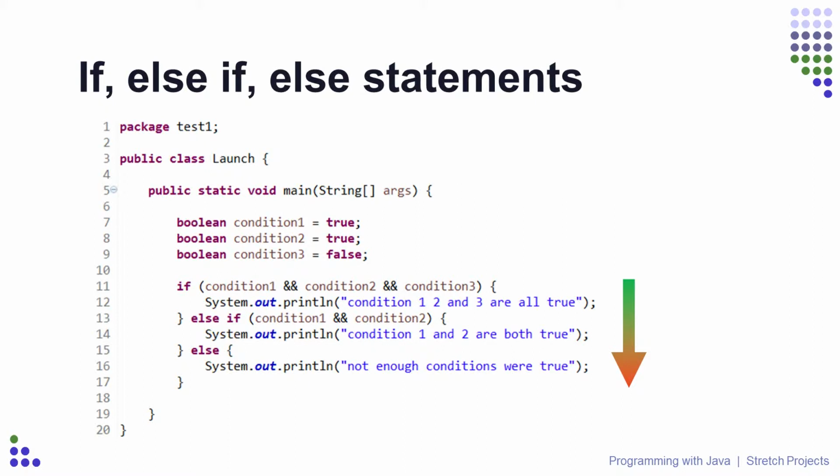This gives them the most chance of being executed. If you were to swap the conditions on lines 11 and 13 around in this example, the code on line 14 would never be executed, because once Java finds a condition which works, it stops looking through the rest of the if statement.